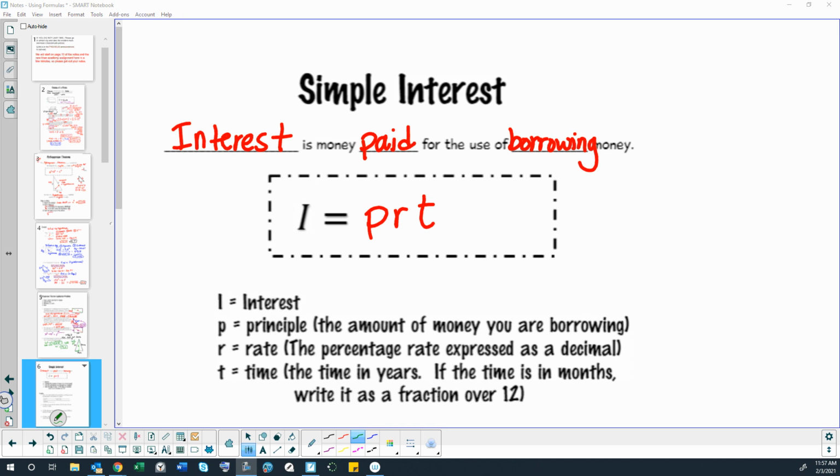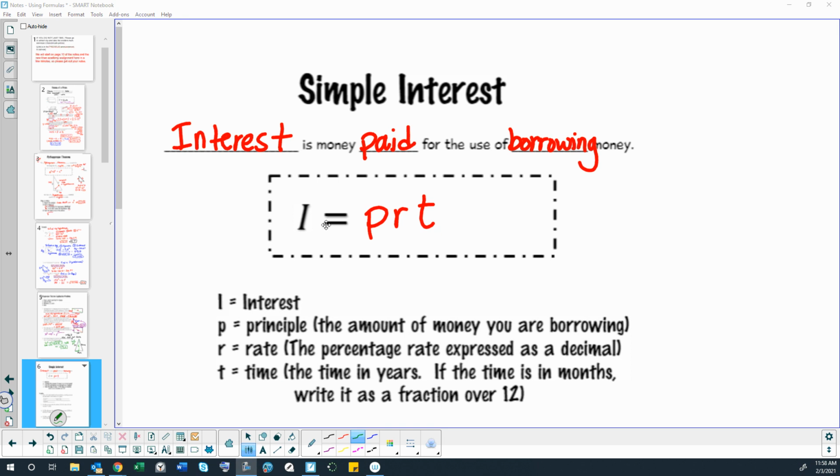Or the other way around, when you have money in a bank account and you earn interest on it, it's because the bank is borrowing your money to loan to someone else. And so whichever way it is, whether it's you earning interest from a bank or you're paying interest on a loan, it still has to do with money that's being borrowed by somebody, and interest accrues because of that.